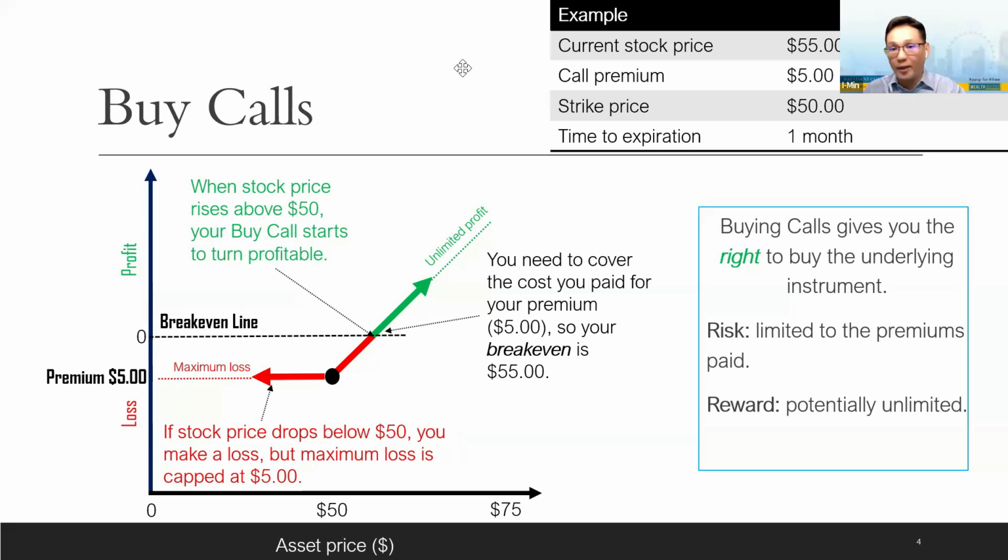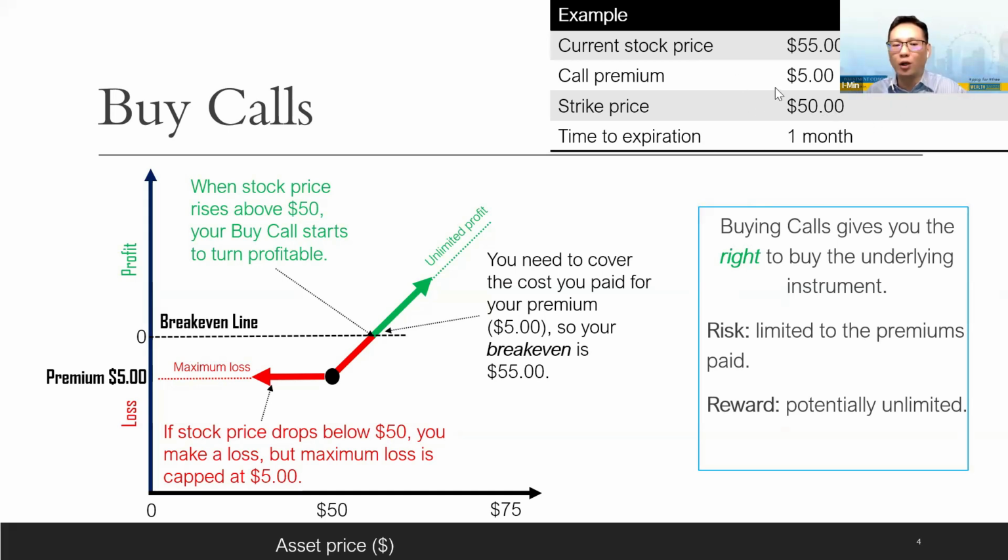The other way to invest in this stock Orange is by buying options. Assuming we have a seller willing to sell a call option at $5, at a strike price of $50, with time to expire in one month. If I buy this call from the seller, I have to give the seller $5. With that, I have the right to buy the underlying instrument, which is stock Orange, at the strike price of $50.